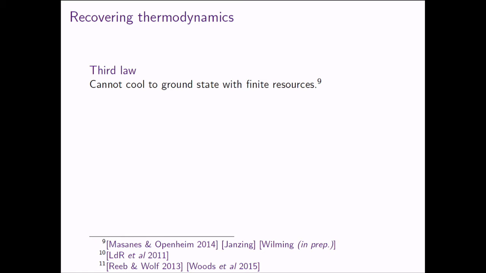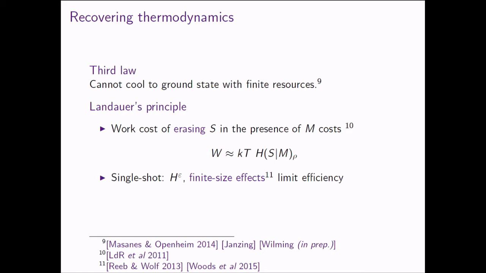So there are different results that recover this. We already saw Landauer's principle being the work cost of erasing a system in the presence of a memory. And we saw this result is for the average case if you have many copies. But there are also single-shot results, where you can have a probability of error, where things can go wrong with some small probability. You have some tolerance. And then the entropies that come up obviously are not the von Neumann entropy, but some other single-shot entropies. So what this is very nice for is to give a physical interpretation to your information theoretical entropies.